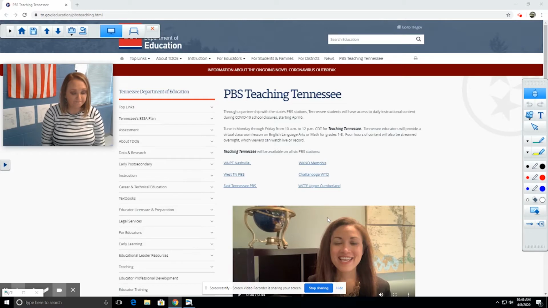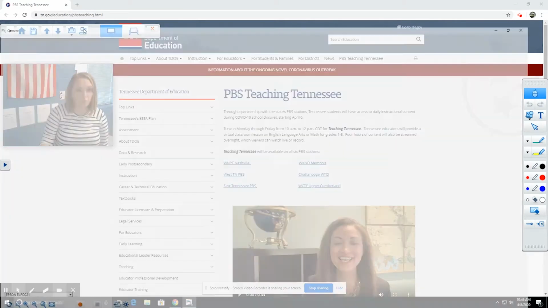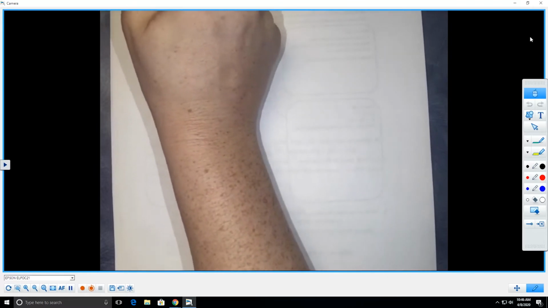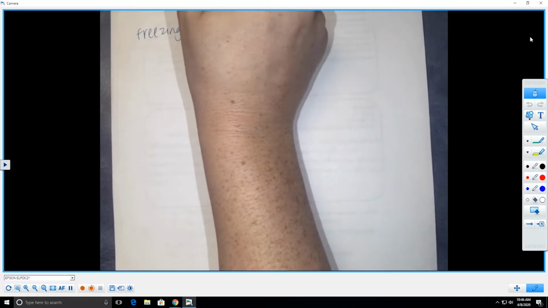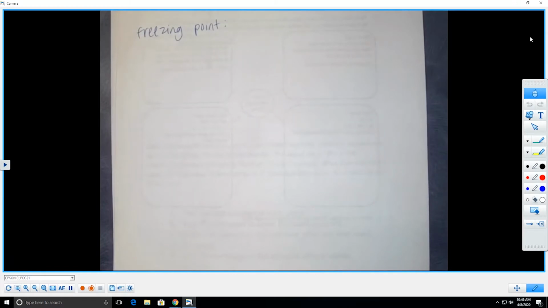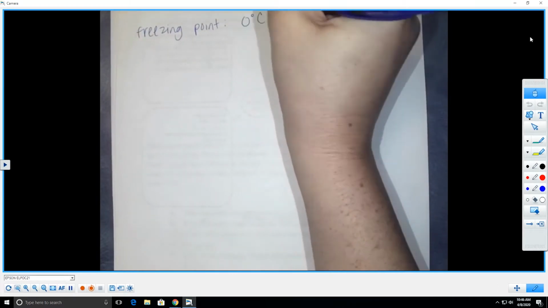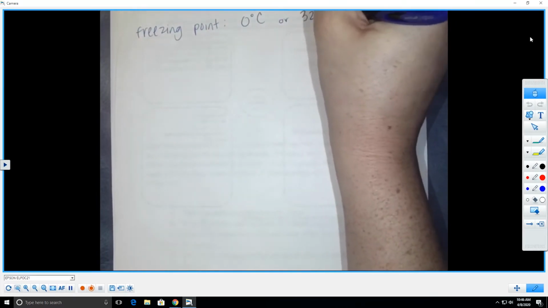Okay, let's get started. So you've learned in science class that Celsius and Fahrenheit are 2 different scales for measuring temperature. So let's look at what those are. The freezing point of water is going to be 0 degrees Celsius or 32 degrees Fahrenheit.